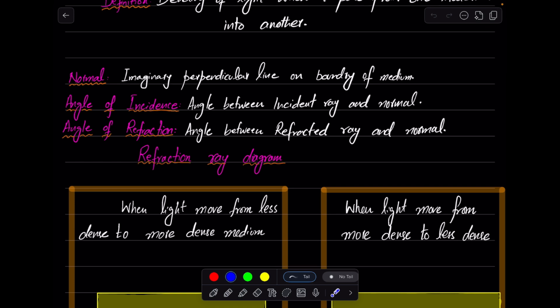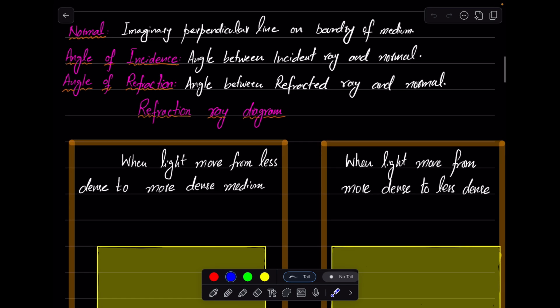Okay, so what is the incident angle? Incident angle is between the incident ray and the normal. Okay, as I mentioned, any angles that are measured will be measured with respect to the normal, right? And same as that, the refraction angle is the angle between the refracted ray and the normal.